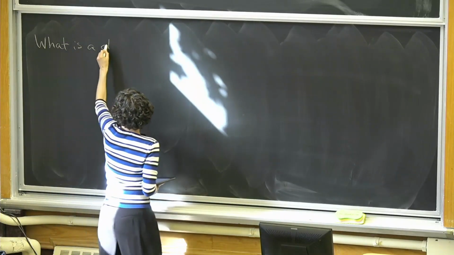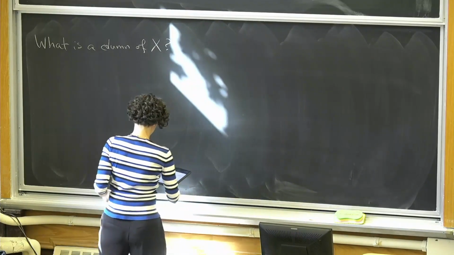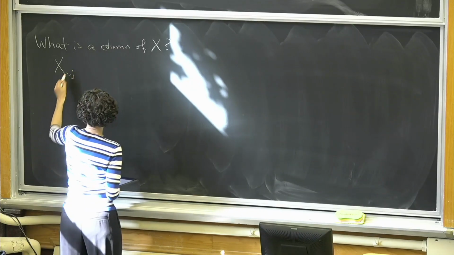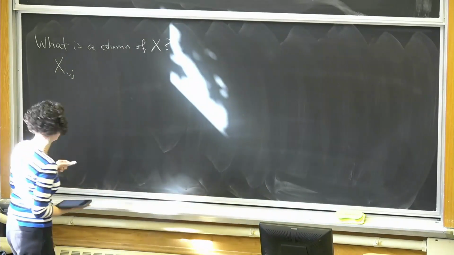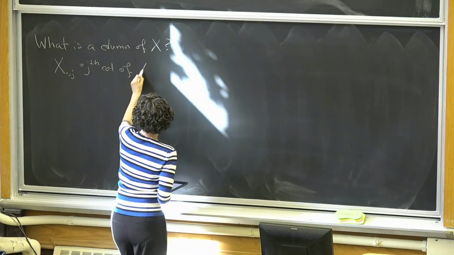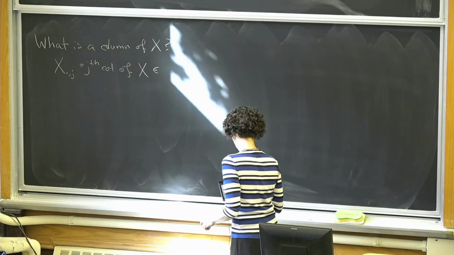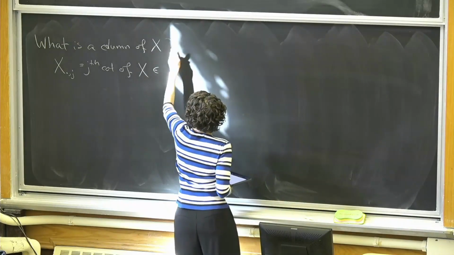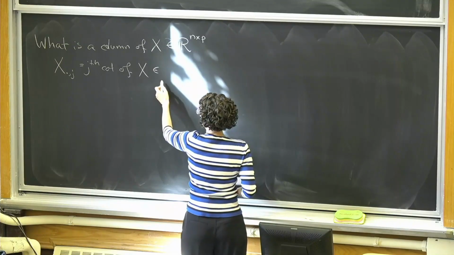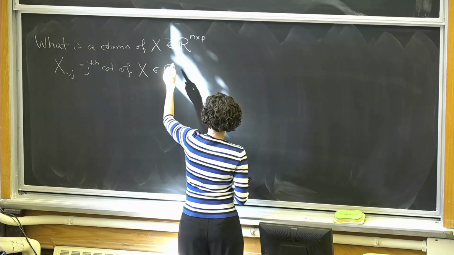Okay, so what is a column of X? We're going to write that as x dot comma j, like I mentioned before. So this is the jth column of x. And the size of it now is going to be, if x is a matrix in R n by P, then the jth column is going to be a vector that is length n.